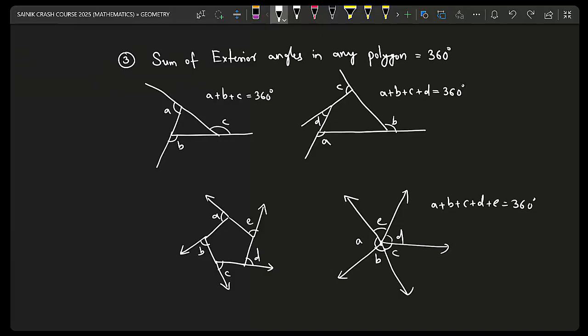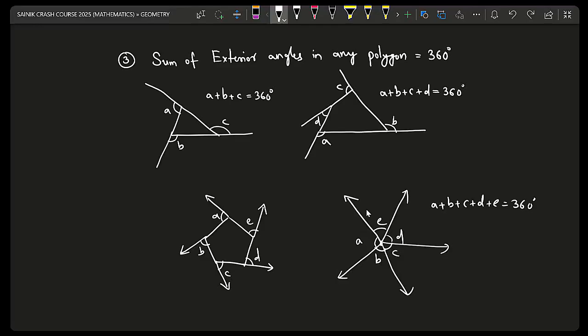Sir, why for all polygons? For every polygon, the sum is going to be 360 only for exterior angles. Even if you take a hexagon, we'll get one more ray like this, but the sum of all the six angles is also 360 degrees, right? Yes, sir. Sir, but why is the sum of interior angles not the same?